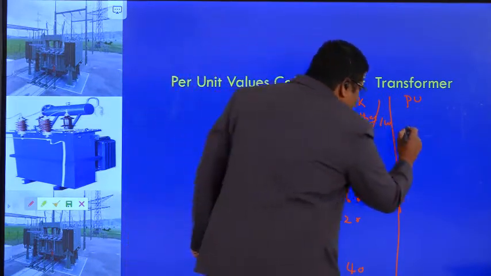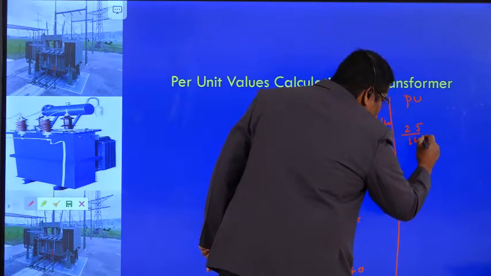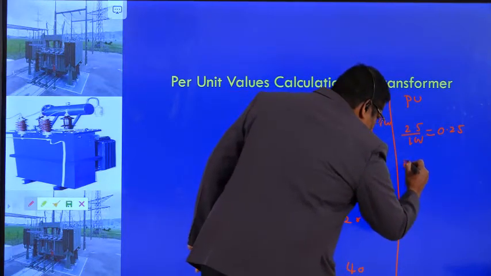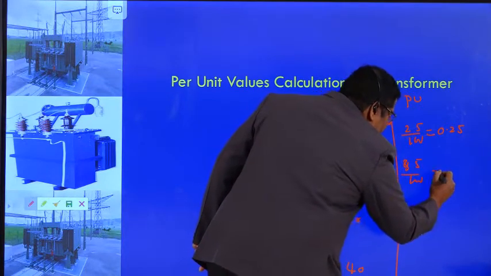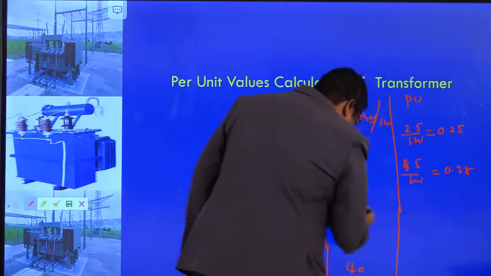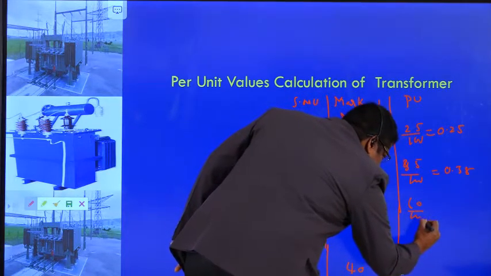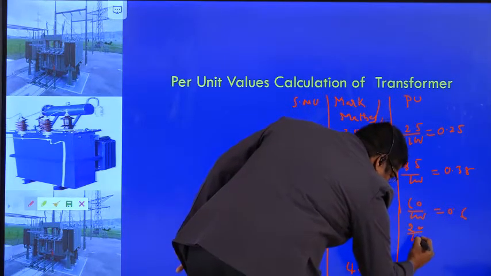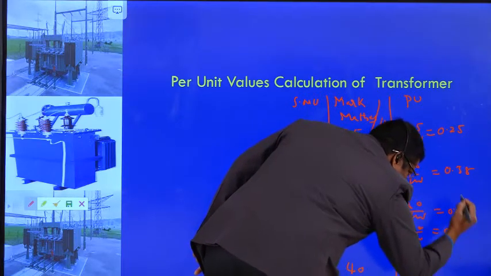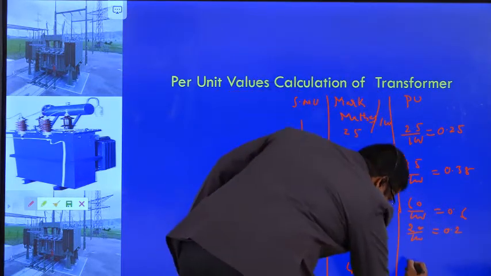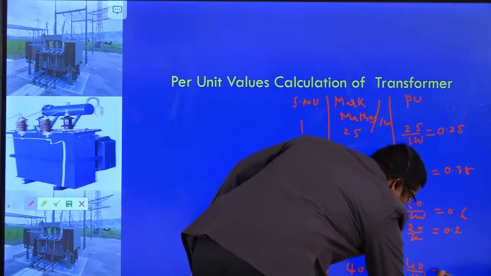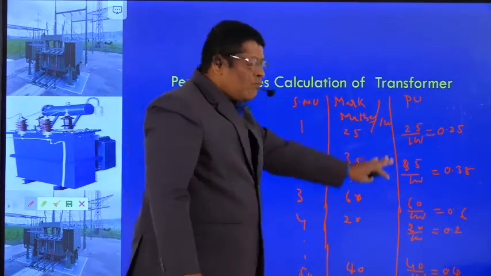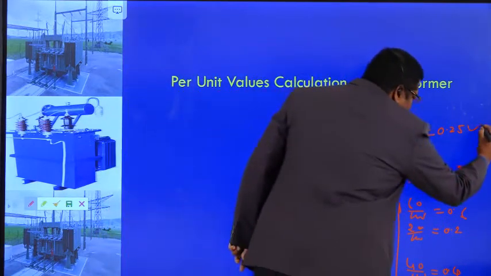So 25 by 100 gives 0.25. In the same manner, 35 by 100 is 0.35, 60 by 100 is 0.6, 20 by 100 is 0.2, and lastly 40 by 100 is 0.4. In this manner we calculate the values. These values are nothing but per unit values.